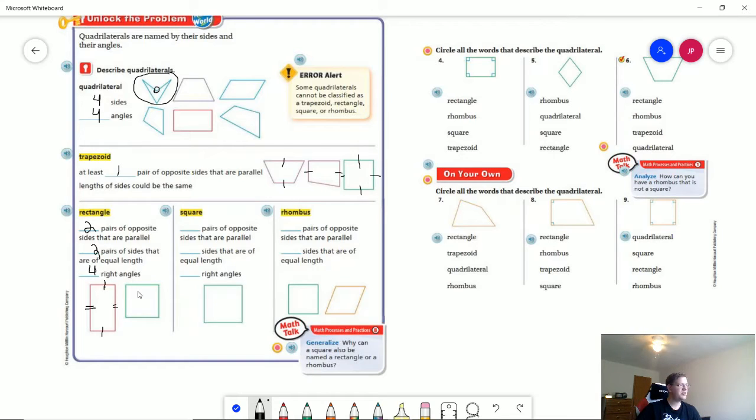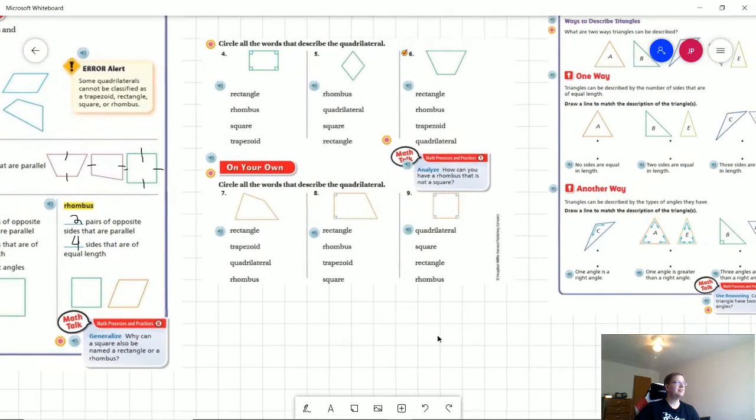And you'll notice we have a square here. A square is actually going to meet all of the requirements for every single way that we can describe a quadrilateral. So we're going to have two pairs of opposite sides that are parallel. We're going to have four sides that are the same length, and we are going to have four right angles. A rhombus is going to have two pairs of opposite sides that are parallel and four sides that are the same length. So let's take a look at some of our examples.